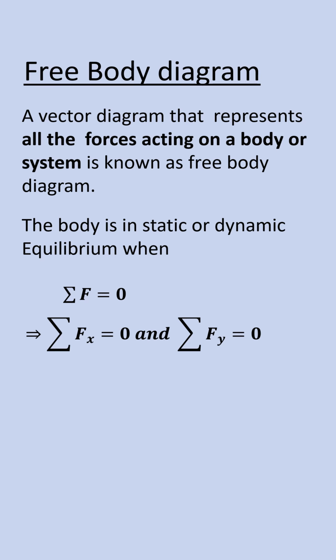When the body is in static or dynamic equilibrium, the sum of net forces acting on the system is always zero. The sum of the forces along the horizontal direction and the sum of the forces along the vertical direction is always zero whenever the body is in static or dynamic equilibrium.